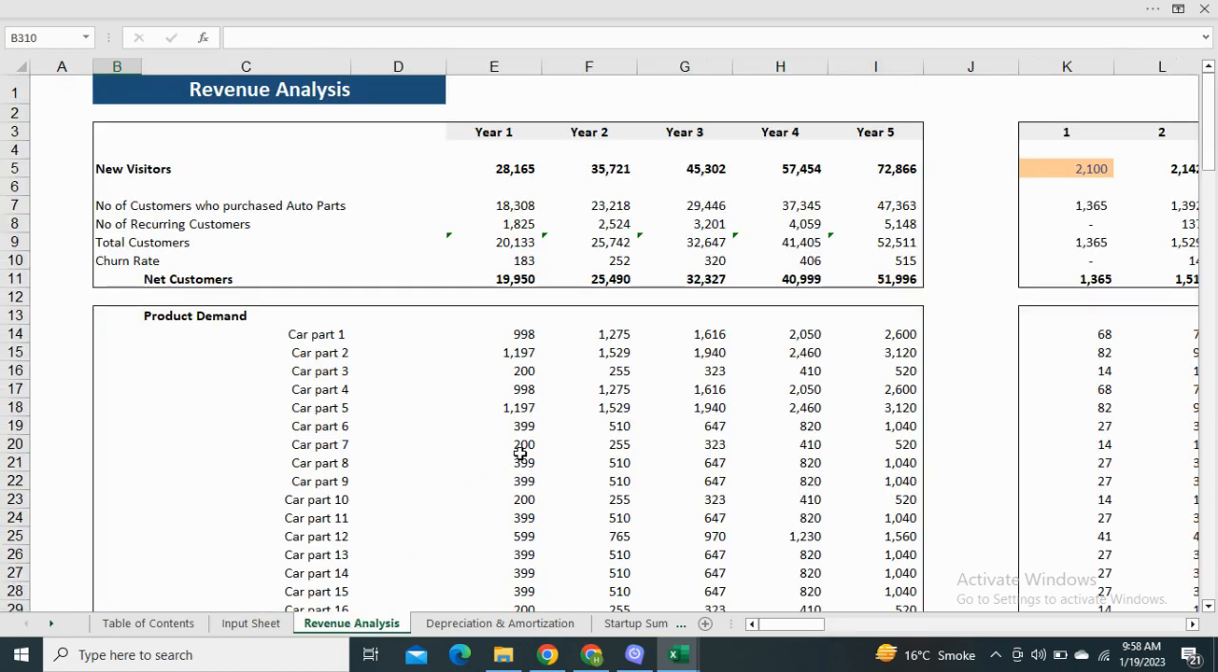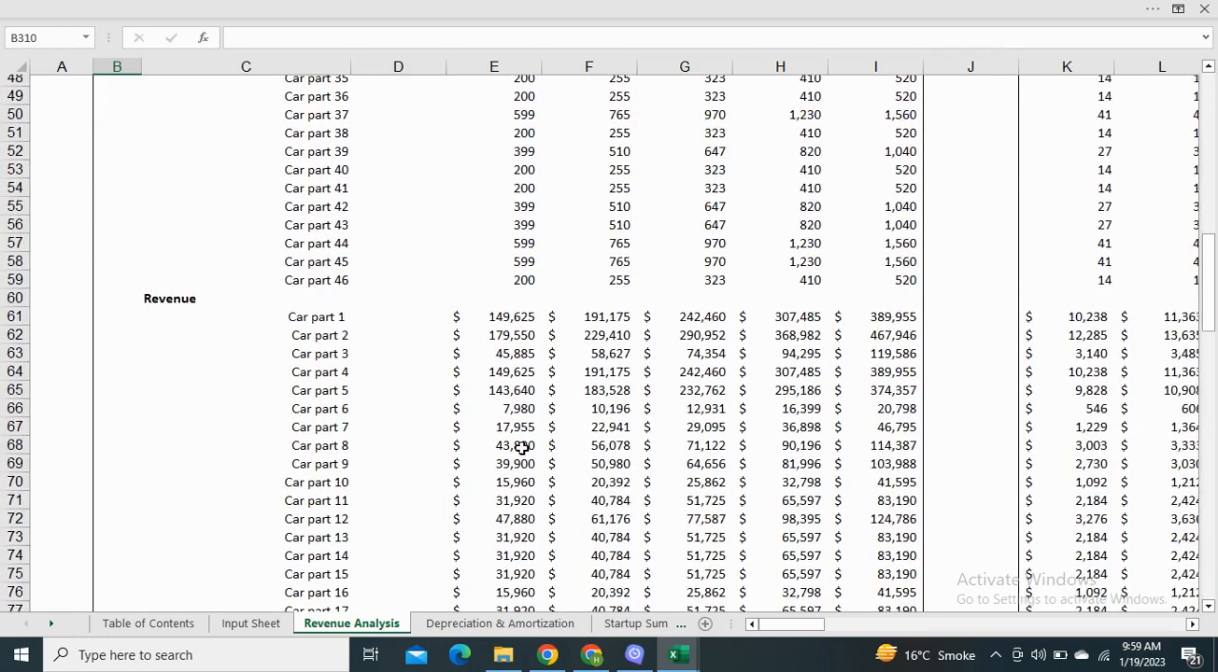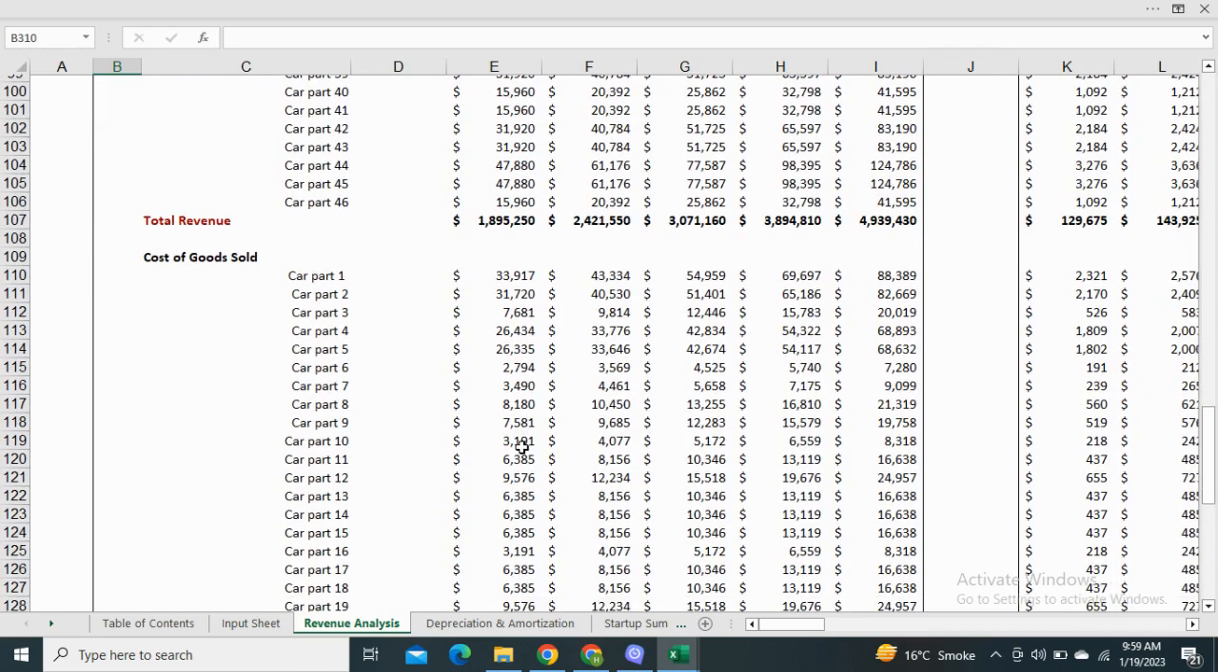Moving on to the revenue analysis sheet, it shows the growth in the number of visitors as well as the conversion rate of the visitors to the customers. It includes the individual revenue from each car part as well as the cost of goods sold.